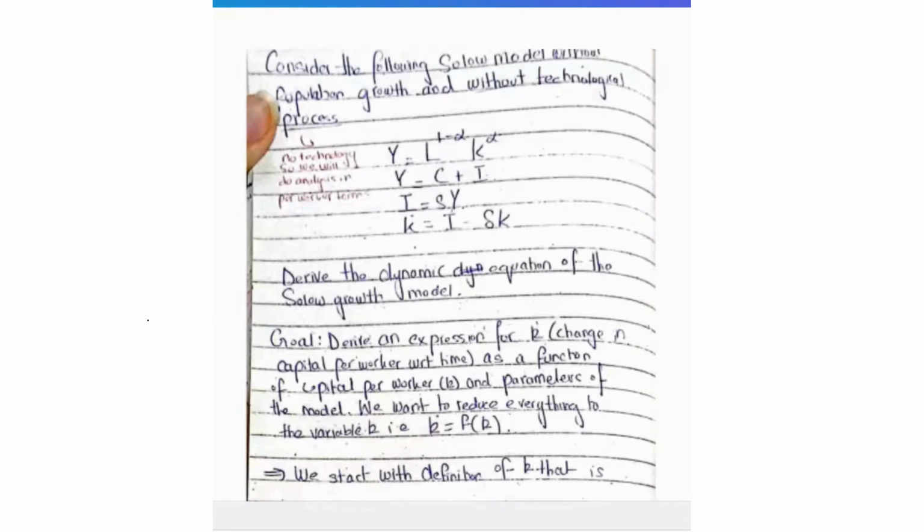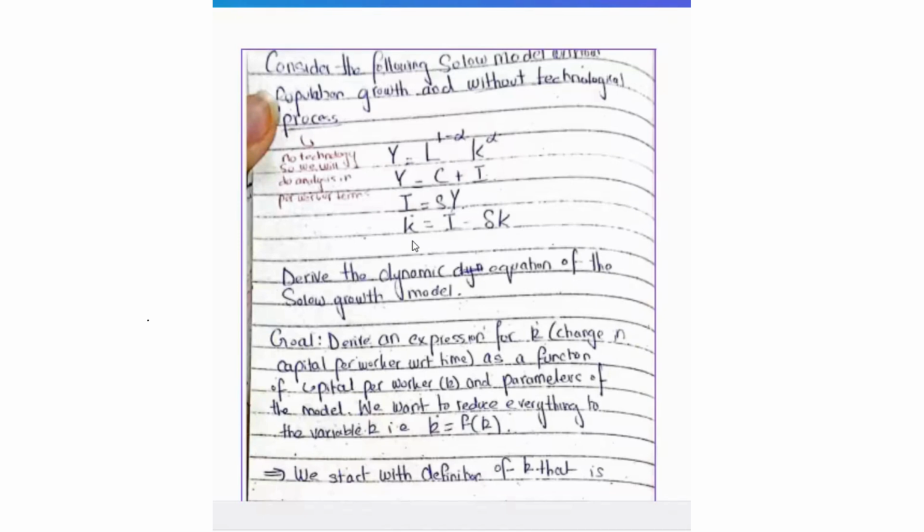We're given the Solow model without population growth and without technological progress, where we're given the Cobb-Douglas production function y is equal to L^(1-α) K^α. We're given that investment is equal to savings, which is sY, because we're assuming a closed economy and no government. And then we're given a capital accumulation equation, K dot is I minus δK.